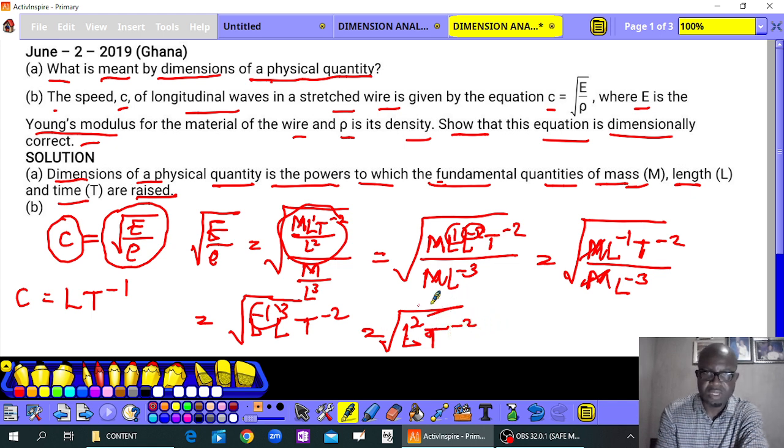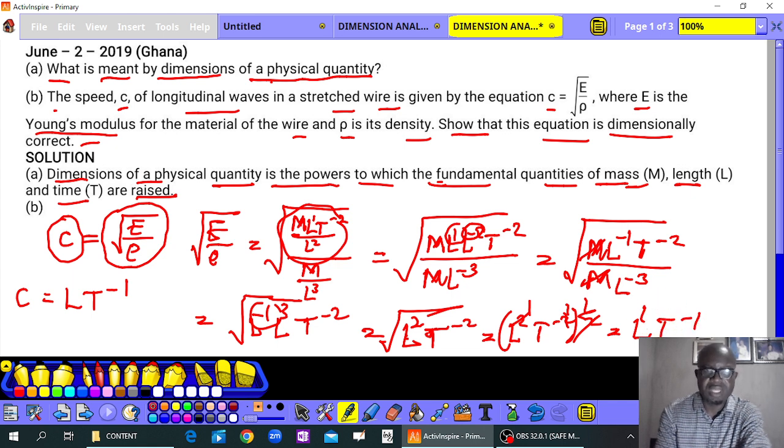So the square root can be written as: we have L^2 T^-2 raised to power 1 over 2. So the 2 here cancels the 2 here to give 1, and the 2 here also cancels this -2 to give -1. So we are left with L^1 and T^-1.